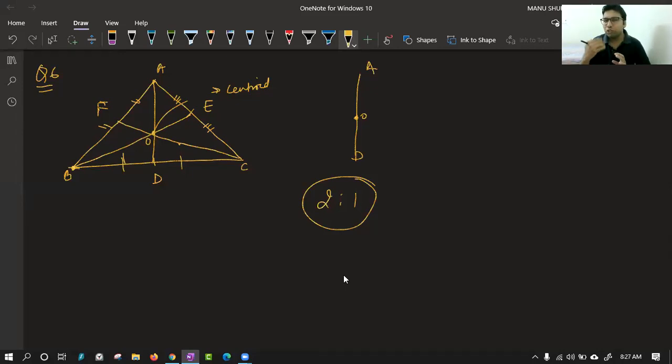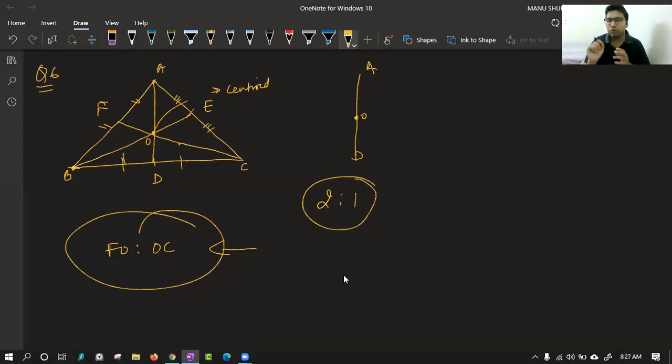Can you tell me which portion is 2, AO or OD? Which portion is 1? Which portion is 2? AO is 2 and OD is 1. Very good. Now tell me what is ratio of FO is to OC. Please answer. Very good. I have reversed it. The ratio is 1:2. Very good. Piyush, Rudra, Utkarsh.